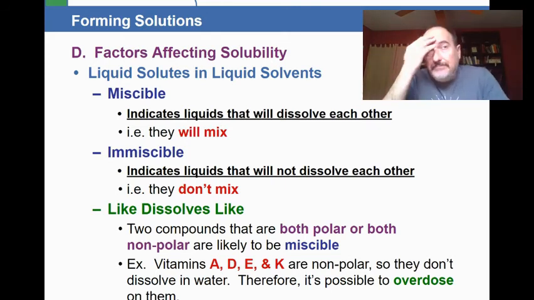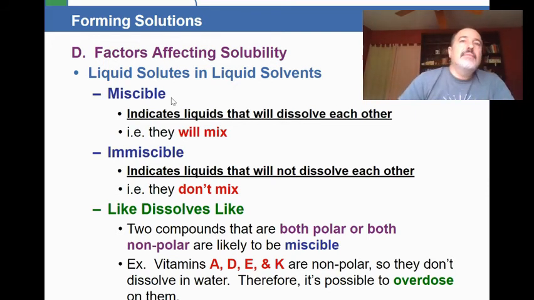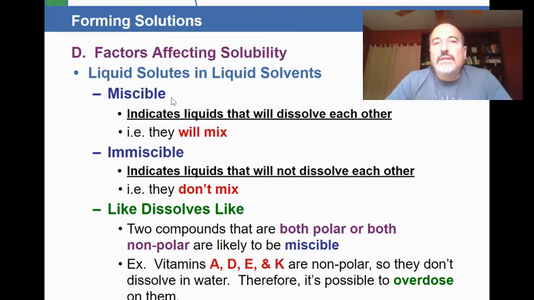All right. Now, when two liquids will dissolve in each other, we say that they are miscible. Miscible indicates liquids that will dissolve in each other. In other words, they will mix. And if they don't dissolve in each other, think oil and water, then they are immiscible. They don't mix. And it's all about polarity, molecular polarity.